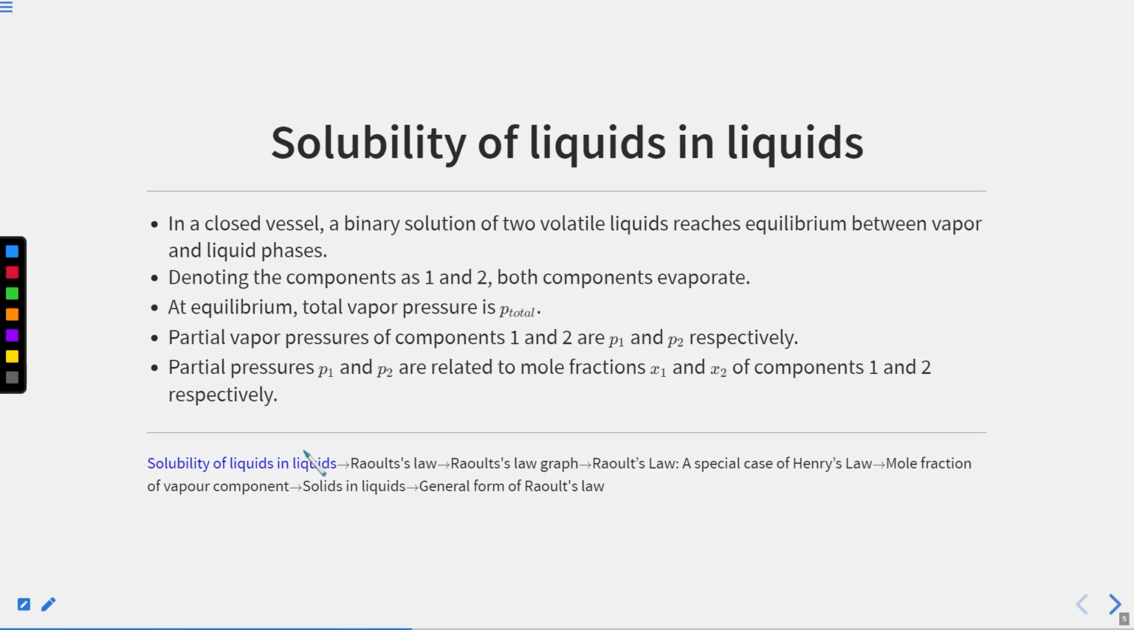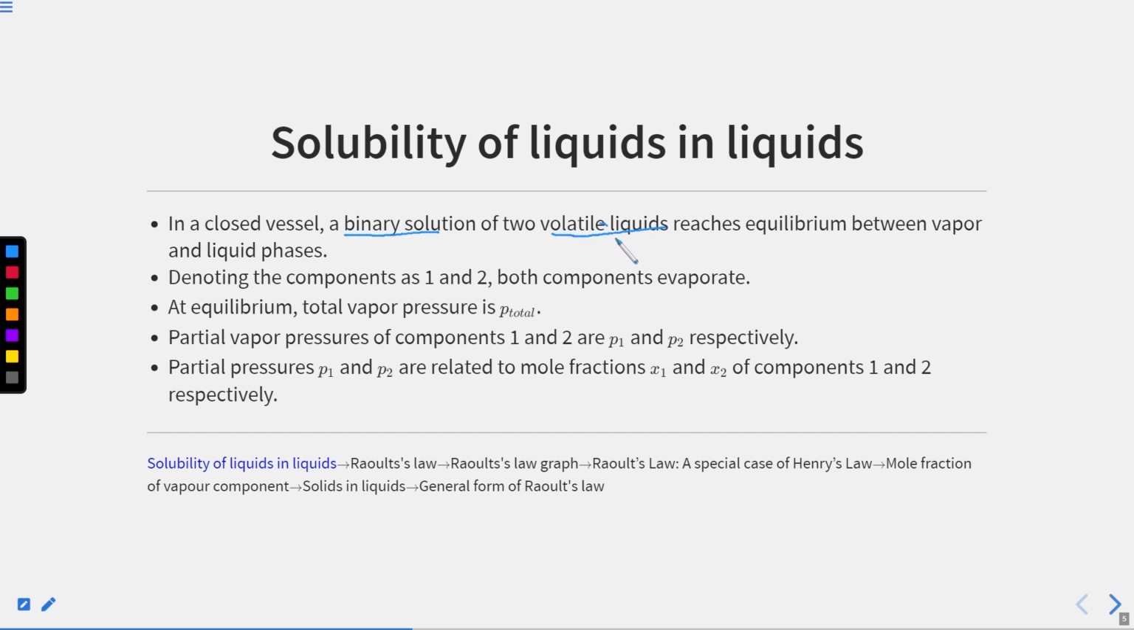The first topic is the solubility of liquid in liquid. What type of liquid in liquid solution are we talking about? First of all, this should be made clear. Raoult's law, which we will talk about, applies only to a binary solution. For now you have to assume that it applies only to a binary solution where both components are liquids, and not only liquid but volatile liquid.